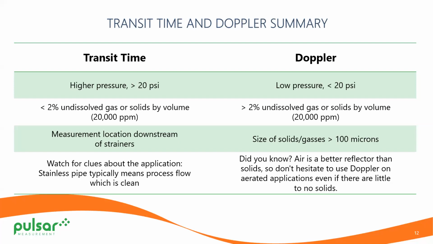General rule of thumb we say is use transit time with less than 2% undissolved gas or solids by volume. That's about 20,000 parts per million. Doppler, we like to see greater than 2% undissolved gas or solids by volume. I think to be safe, I would put that more in the 2 to 5% range, based on my experience.